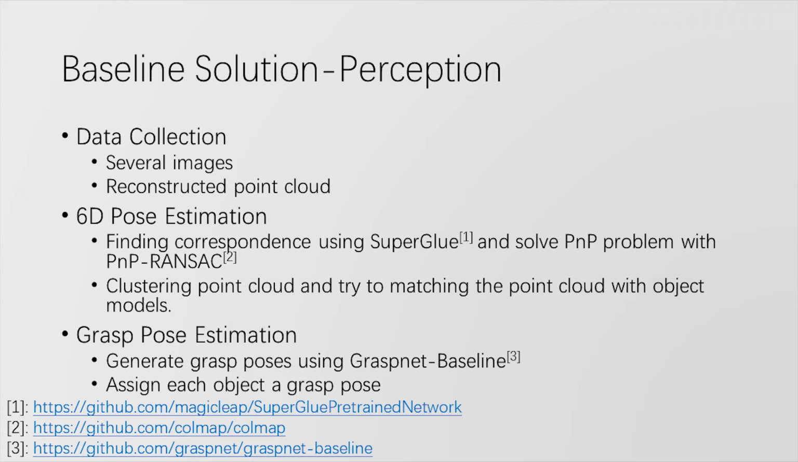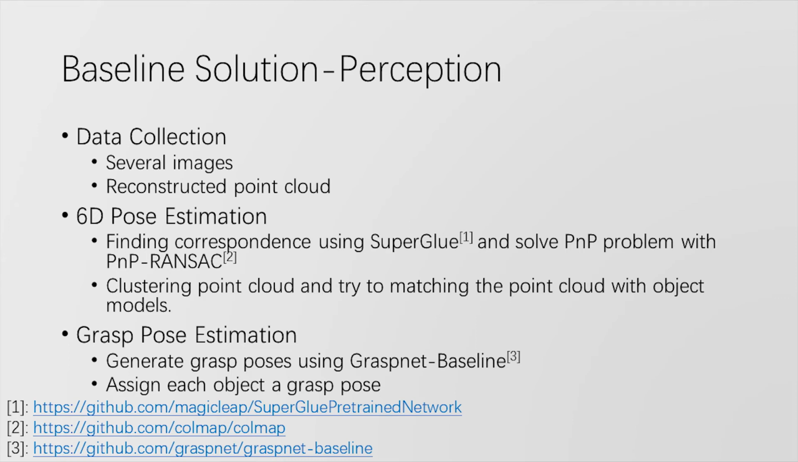For object 6D pose estimation, we provide 2 methods. The first one is a 2D correspondence-based method. First, we render images of objects from several different perspectives. Second, we find correspondences between these rendered images and camera-captured images using SuperGlue. Last, we calculate the object poses by the PnP-RANSAC algorithm.